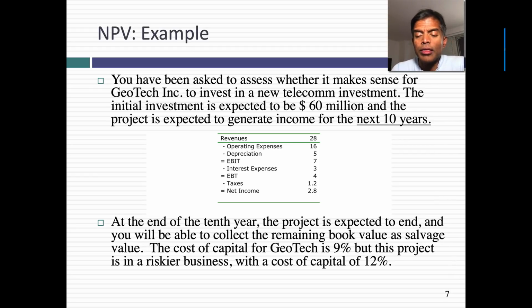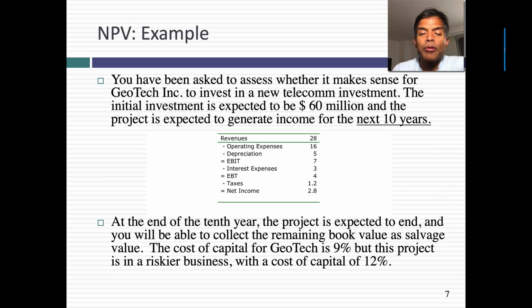At the end of the 10th year, the project is expected to end. You will be able to collect the remaining book value as salvage value. What's the remaining book value? Remember, I've given you the initial investment in this project is 60 million. And I've also told you that the depreciation each year for the next 10 years is going to be 5 million a piece. So at the end of the 10th year, you're going to have 10 million left over. That's going to be salvage.